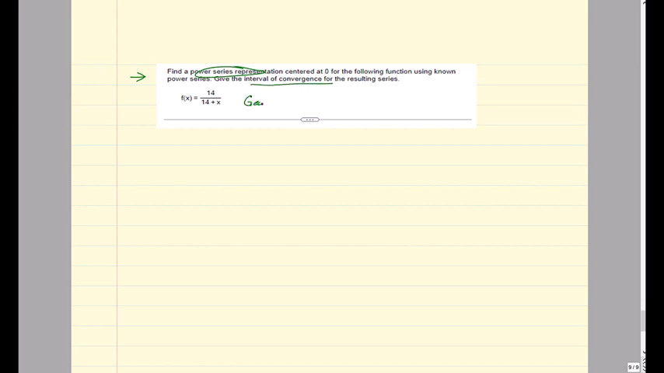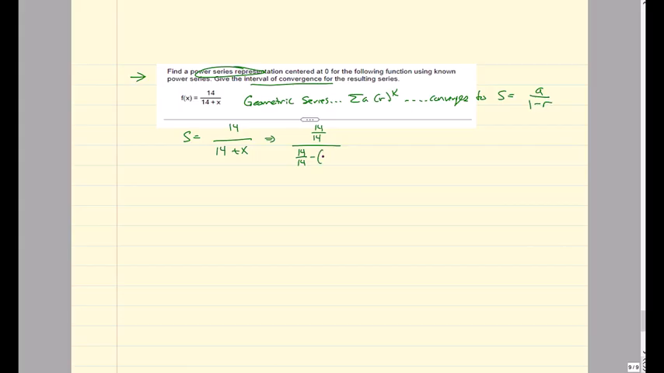So again, this geometric series looks like a times r to the k, and if it converges, it converges to s equal a over 1 minus r. Well, this kind of looks pretty close to that. So if we consider this as 14 all over 14 plus x, if I divide through by 14, I get 14 over 14 minus a negative x over 14.